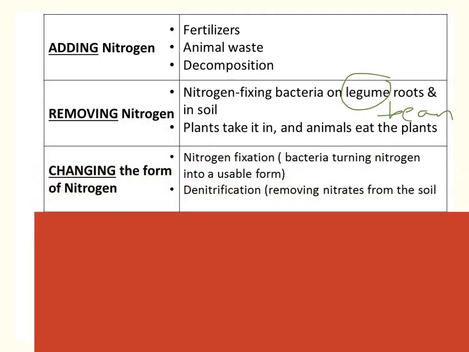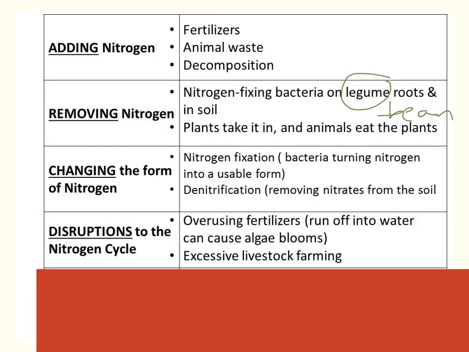We change the form of nitrogen, or it gets changed in the nitrogen cycle, through nitrogen fixation or denitrification. Denitrification is where you take nitrates out of the soil. That was by letter F in your foldable, a nitrate and denitrification.